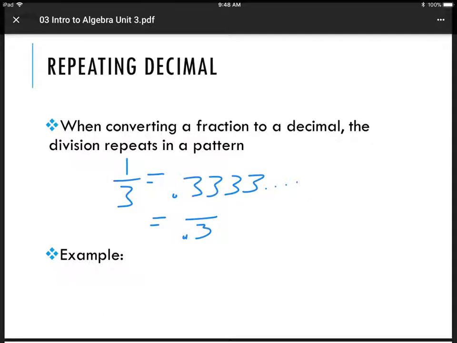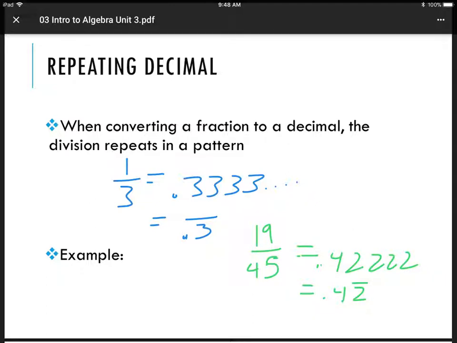What if I picked, just seriously random here, 19/45. That means 19 divided by 45, right? So 19 divided by 45 is 0.42222 forever and ever. So we can represent that as 0.42 and just the 2 repeats. So those are examples of repeating decimals.